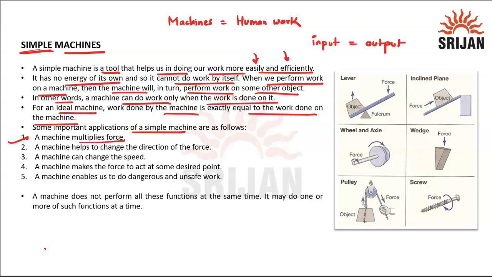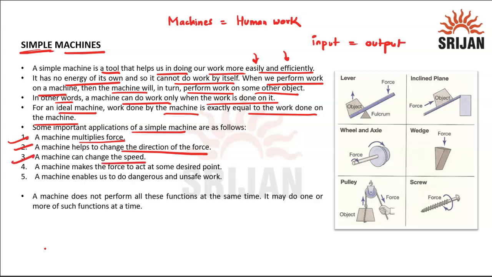Usually when objects are heavier or bigger, they are difficult to move. In such cases, simple machines are very useful. The second is that a machine helps to change the direction of the force. That is another important feature, because if an object is very heavy, it is very difficult to move and difficult to change its direction as well. So a simple machine can be a perfect thing to utilize for that.